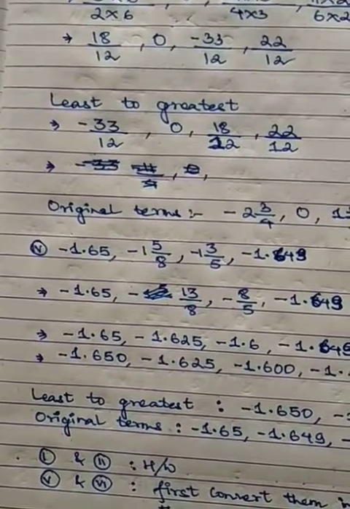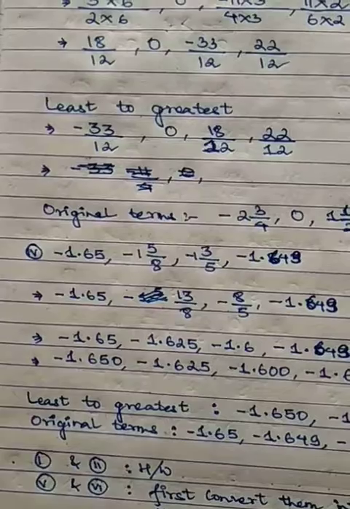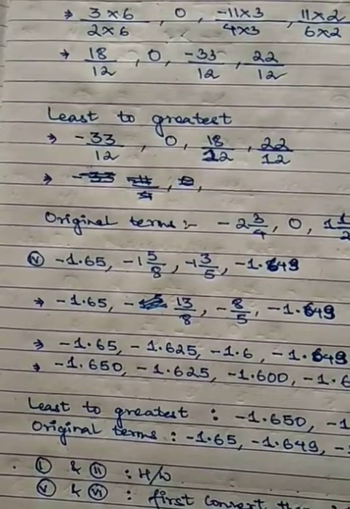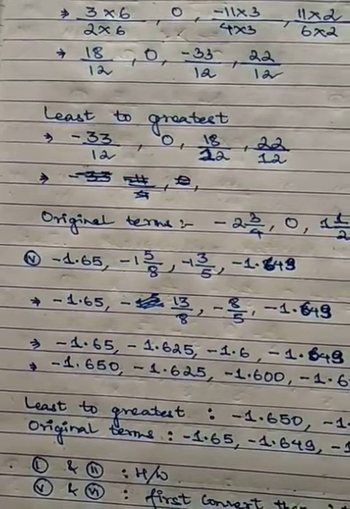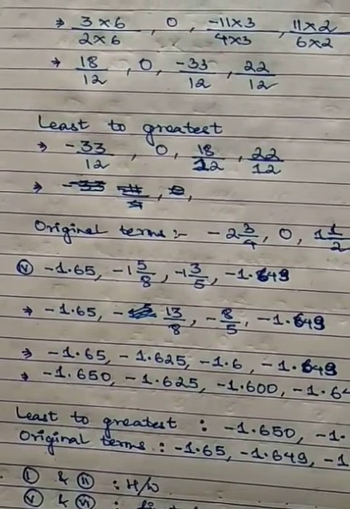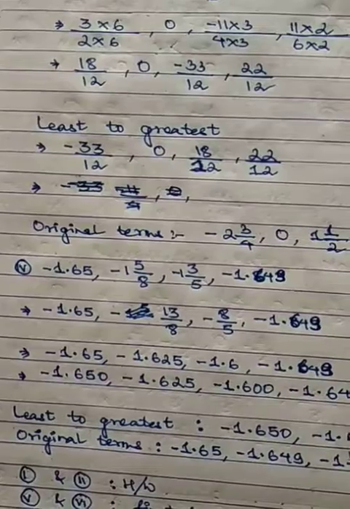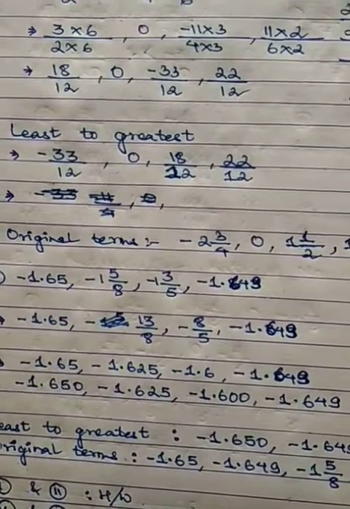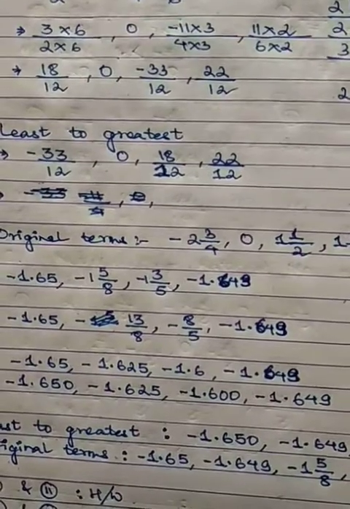So arranging from least to greatest, the third term is a negative term, so it is the smallest one and comes first: minus 33 divided by 12. Secondly we have 0, so 0 comes second. Third we have 18 divided by 12, and fourth we have 22 divided by 12.